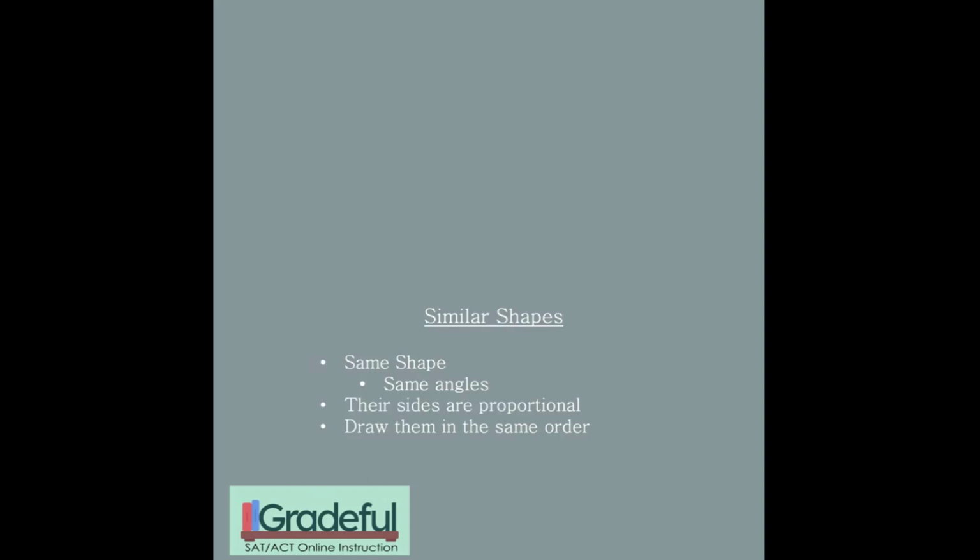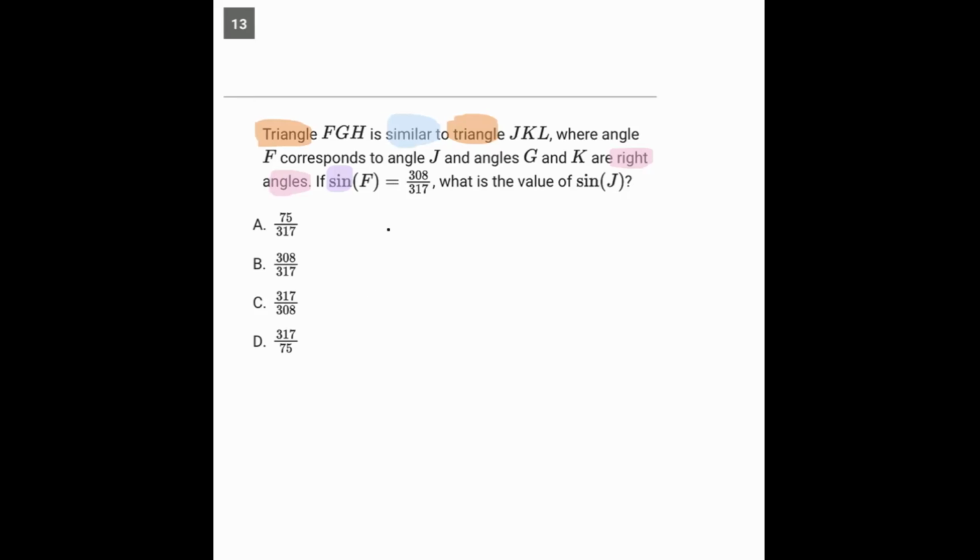Similar shapes have the same shape as each other, which means they have the same angles. Their sides are proportional, and when you draw them, you should draw them in the same order according to their naming. So let's start with that part.